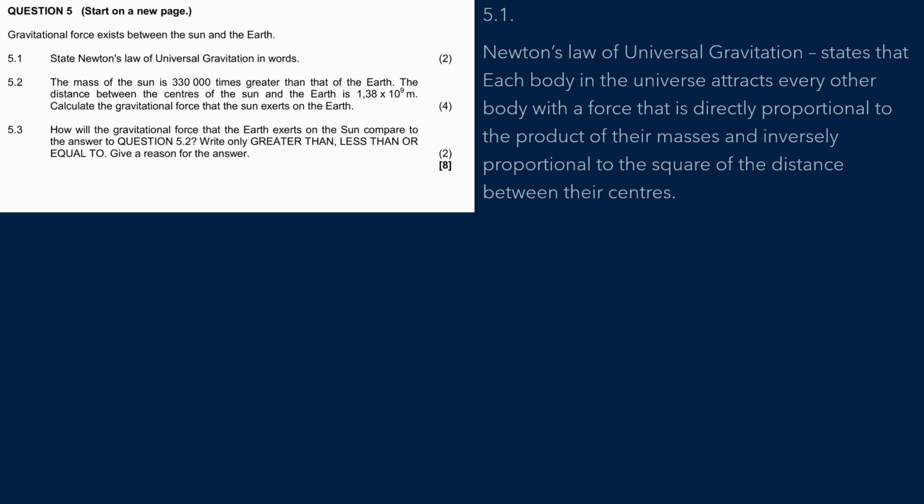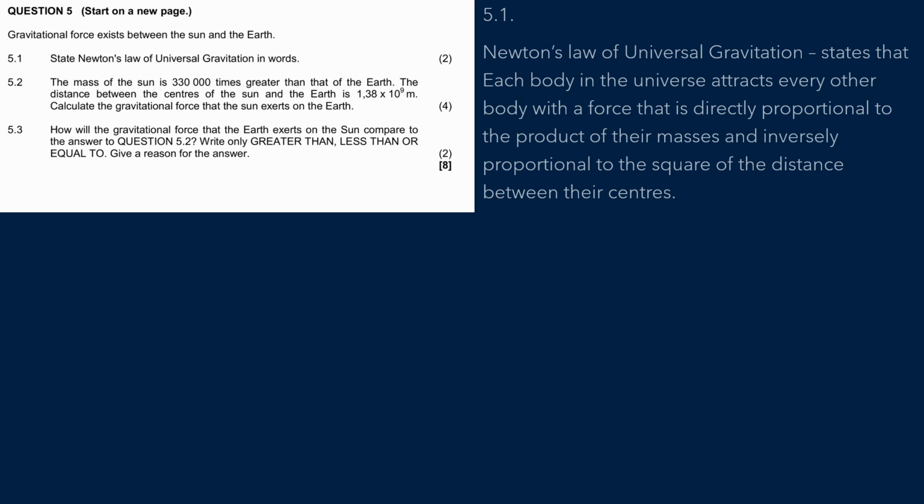Let's move on to question 5. Gravitational force exists between the sun and the earth. 5.1. State Newton's law of universal gravitation in words. Newton's law of universal gravitation states that each body in the universe attracts every other body with a force that is directly proportional to the product of their masses and inversely proportional to the square of the distance between their centers.